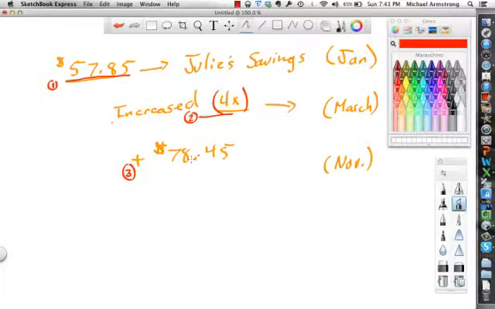It says, if she does not withdraw any money from her account, what should Julie's balance be in November? And the balance just means what should her total be. So the question is, what is Julie's balance in November?